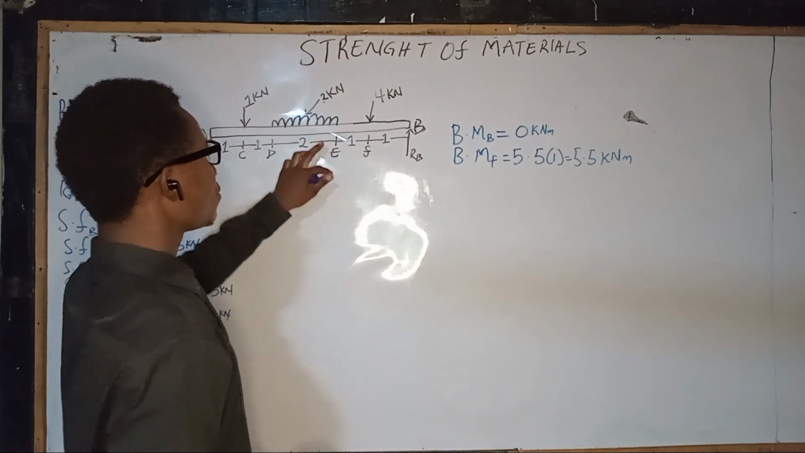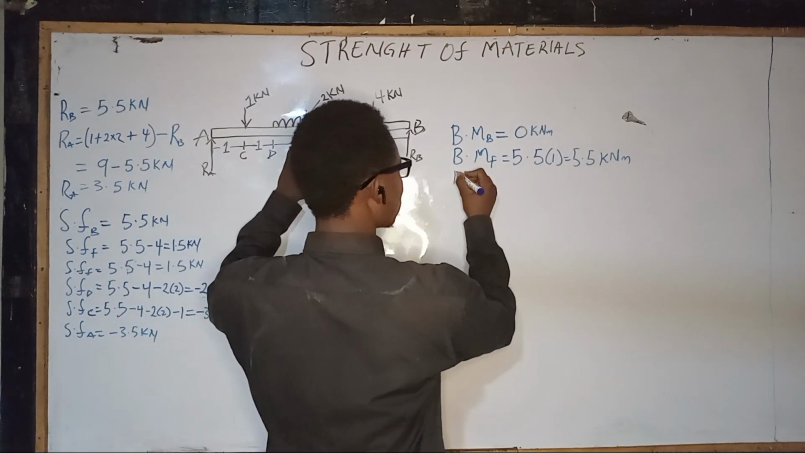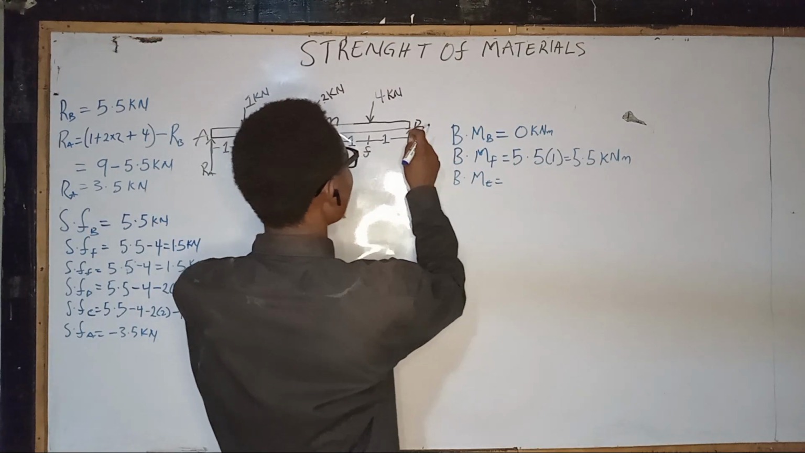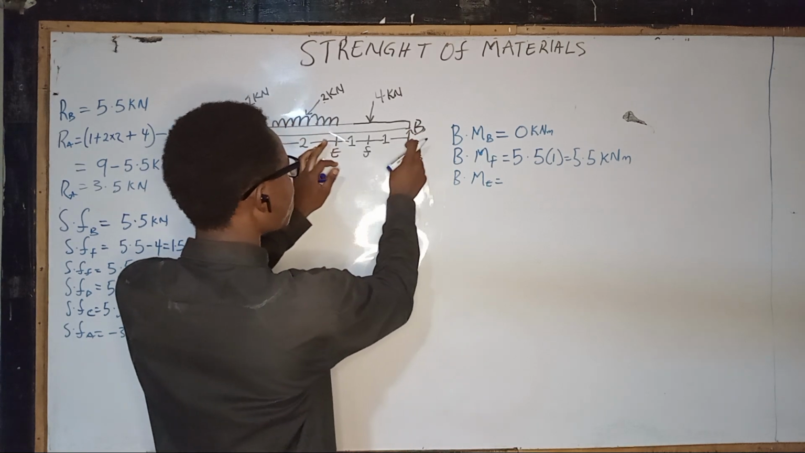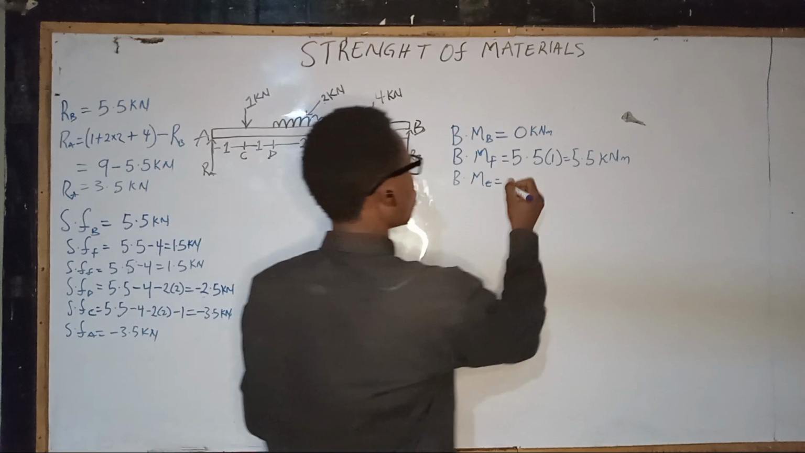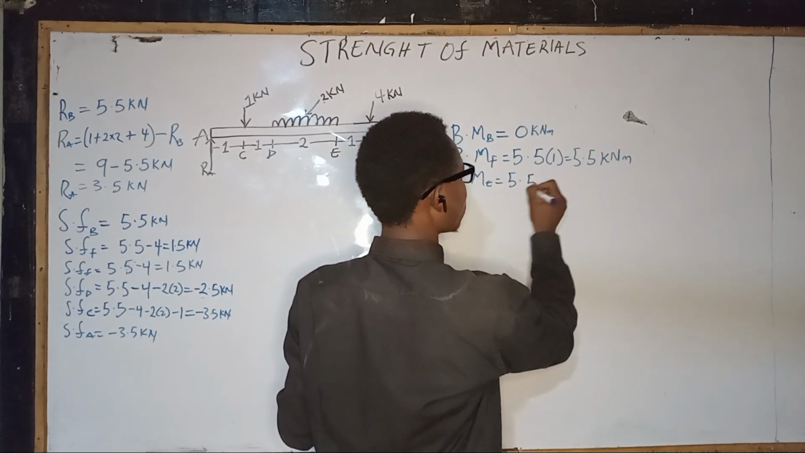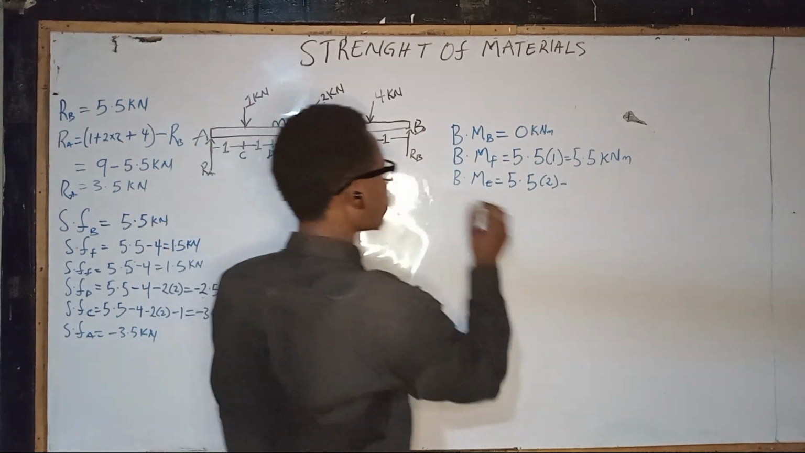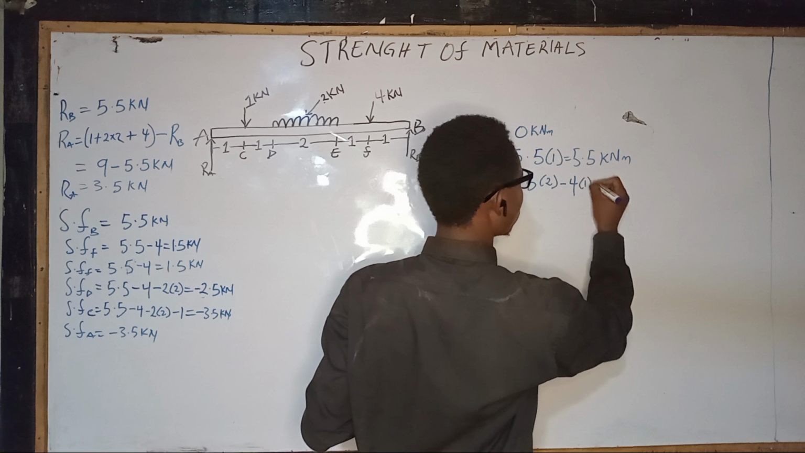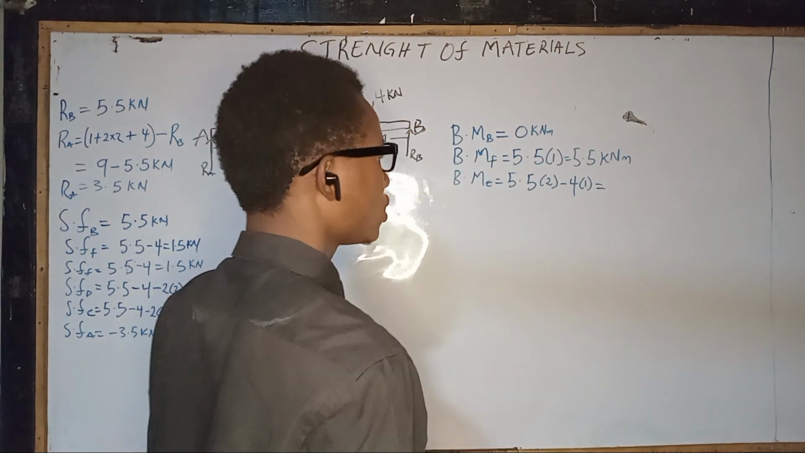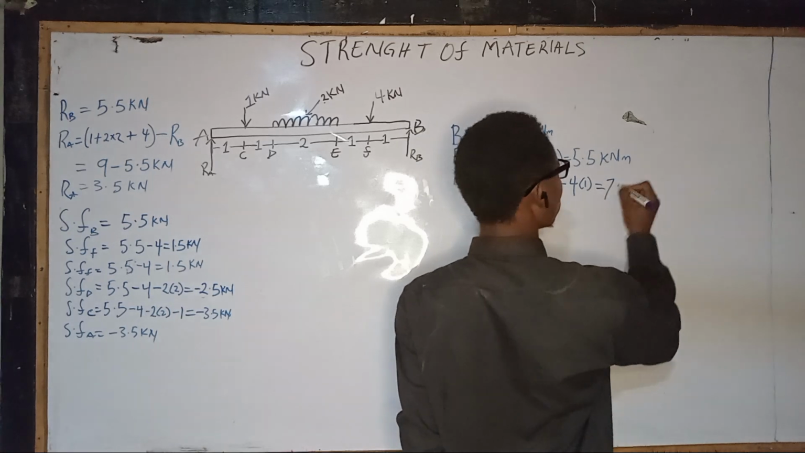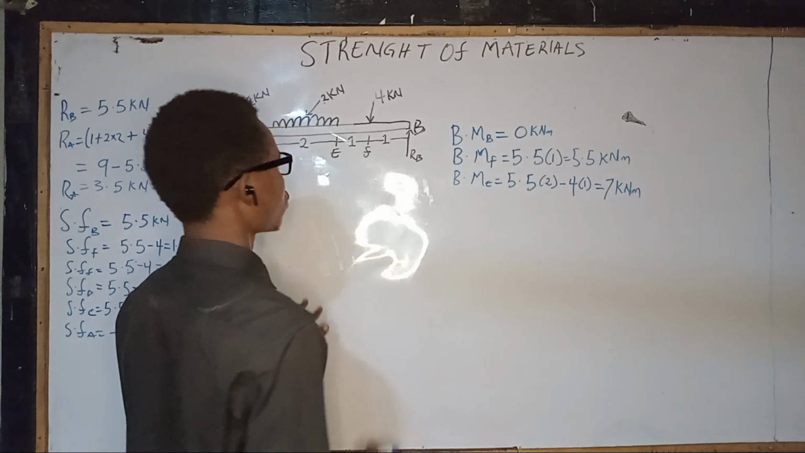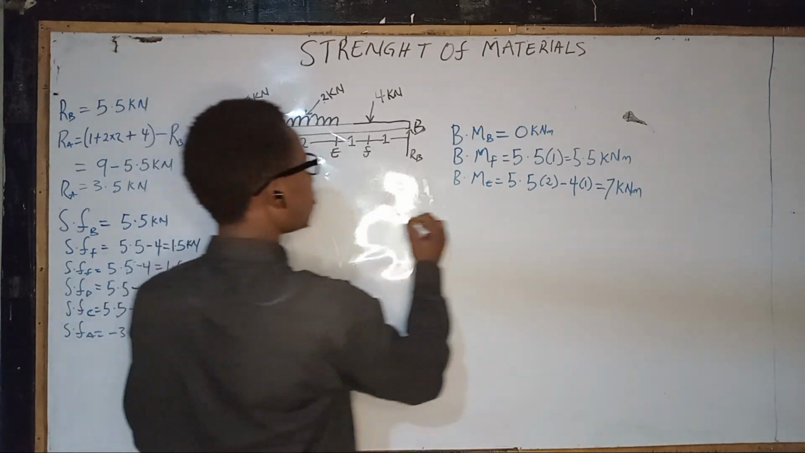So then our bending moment at E would be equal to reaction B times the distance from reaction B to E, which is 1 plus 1, which is 2. We have 5.5 times 2, then minus, because this is pointing downward, 4 times 1, which will eventually give us 7 kilonewton meter. Then we also check for our bending moments.